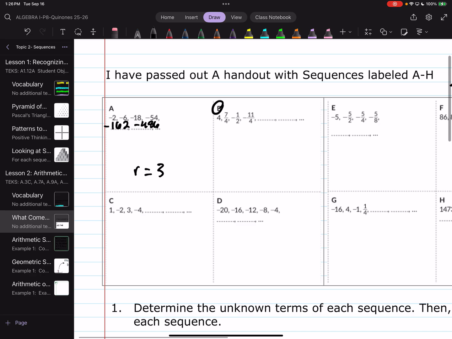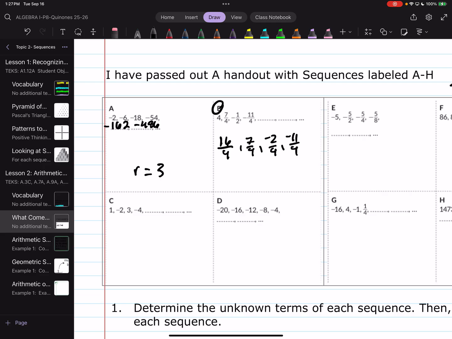B. A lot of us needed my help with it, which is perfectly fine. What did I tell you to do? Yes, if I converted everything into the same denominator, into all fractions, I can potentially see something. So 16 over 4 was the first one. 7 over 4 was the next one. Negative 2 over 4 is the next one. Negative 11 over 4 is the next one.